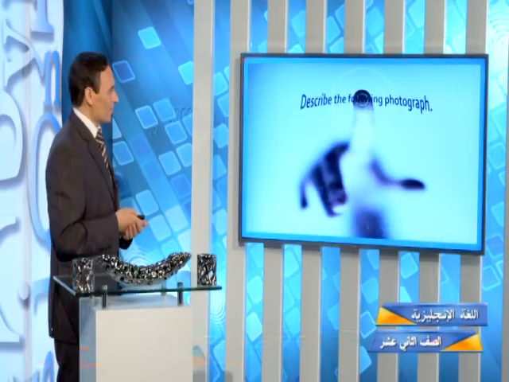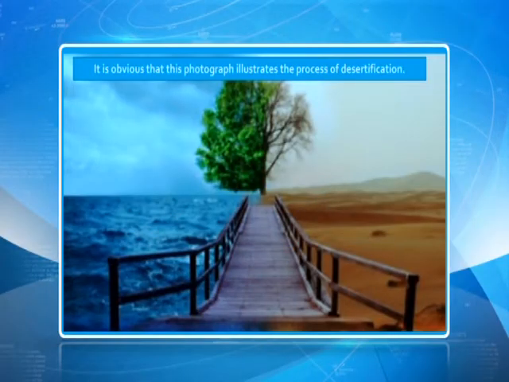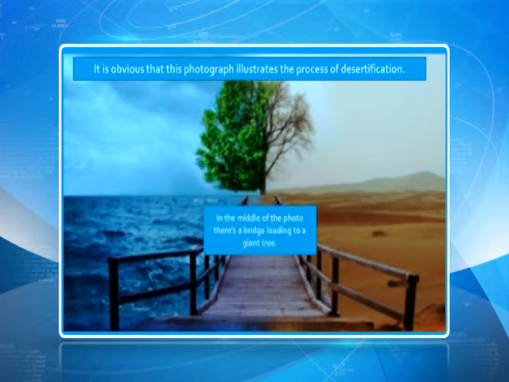Okay, try to describe the following picture. This is just an exercise for you. So what do you see here? What is the first thing to start with? Maybe the bridge. Okay, so it is obvious that this photograph illustrates the process of desertification. Now, this is your global impression, an overview of the image. It is obvious, it is clear that this picture shows the process of desertification. In the middle of the photo, there is a bridge leading to a giant tree, to a big tree. So there is a bridge, and the bridge is leading to the tree.